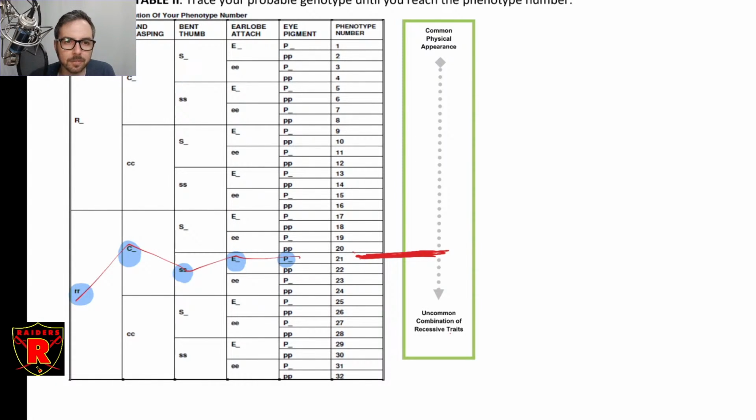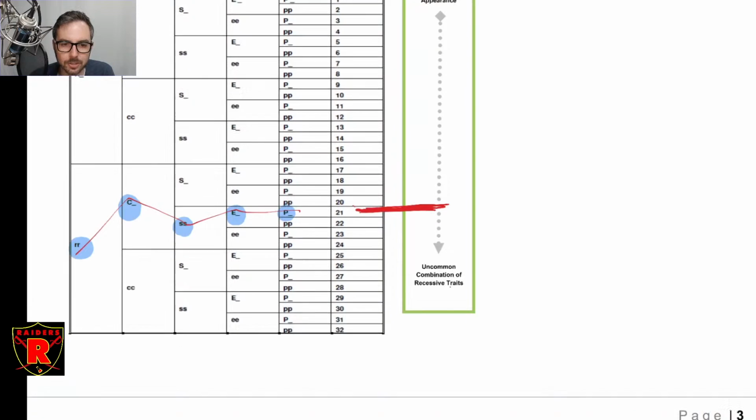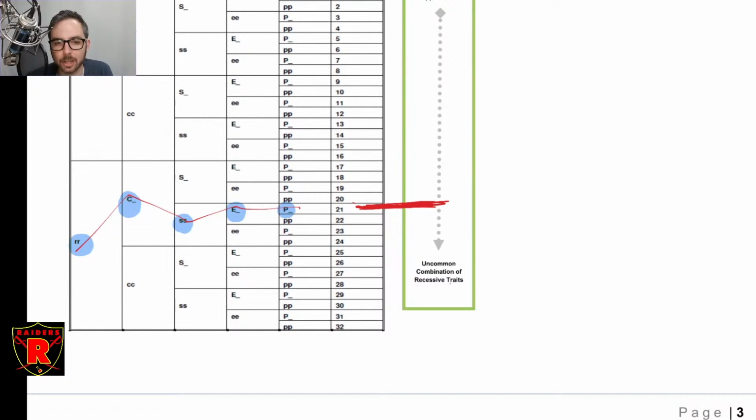If you have dominant of everything, of these particular traits, that is the most common phenotype in the population. So you share that with the highest number of people. If you have recessive of all of these traits, that is the most unlikely combination. I've never had a student that was recessive in all of them. That is a number 32. If you were a number 32, tell me.